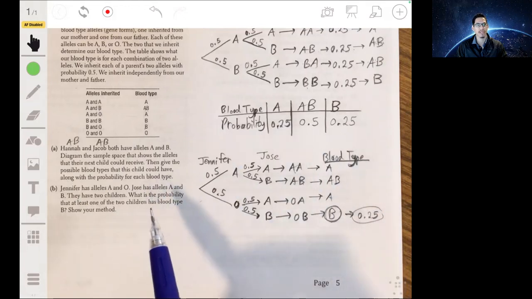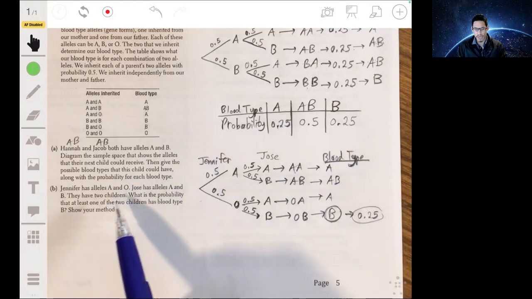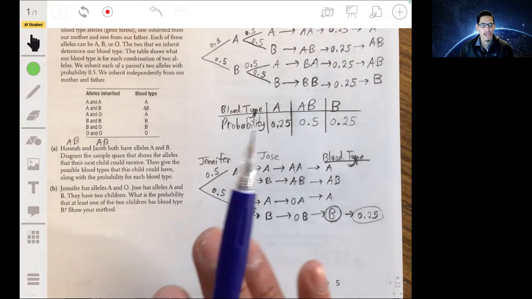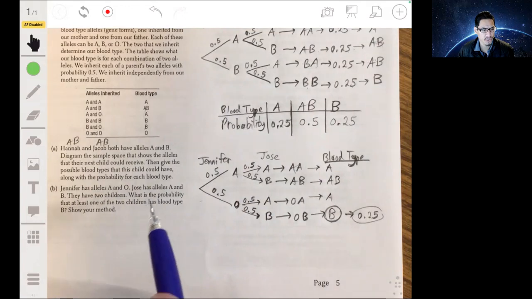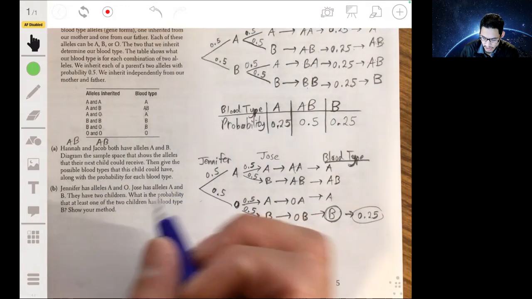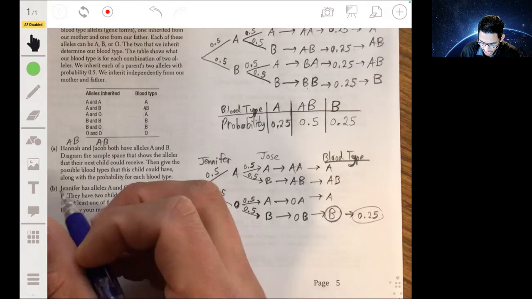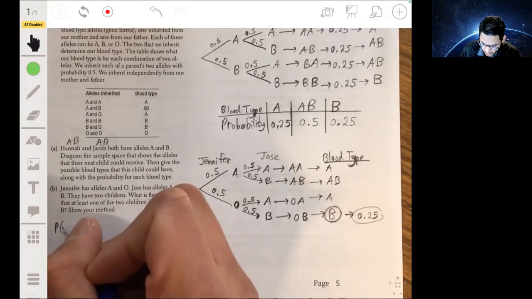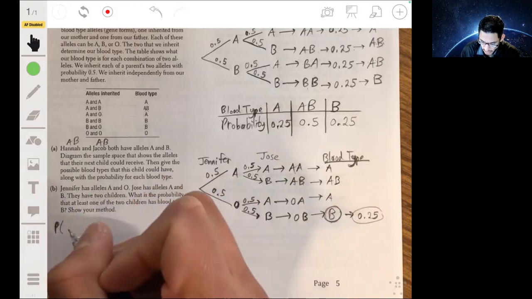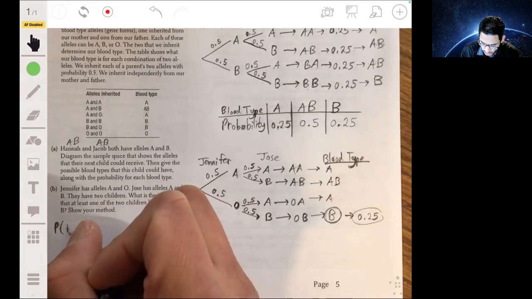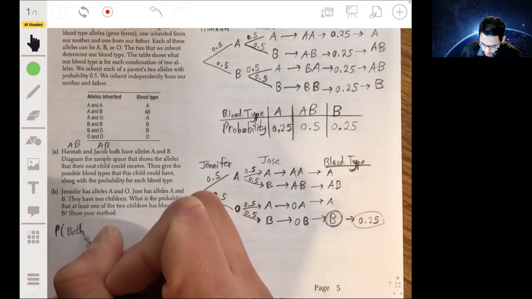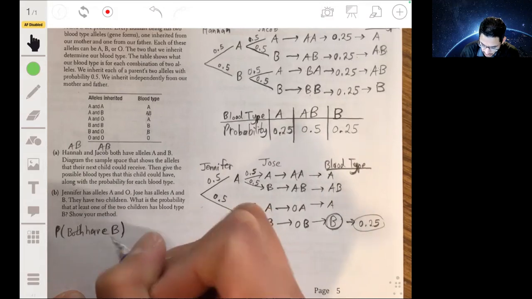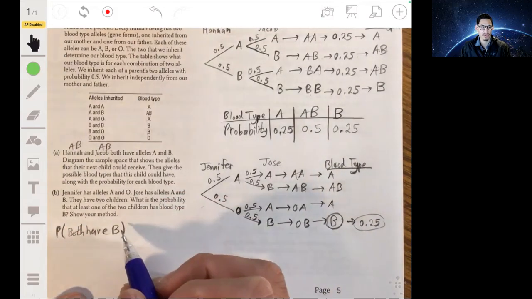We're asking about 2 children, but we're asking just at least one of them. So if we're talking about 2 children, and we're trying to figure out the probability at least one of them gets blood type B, there's a couple ways this can happen. You can have either the probability that both have blood type B. Both children have blood type B, because that's at least one of them, of course.